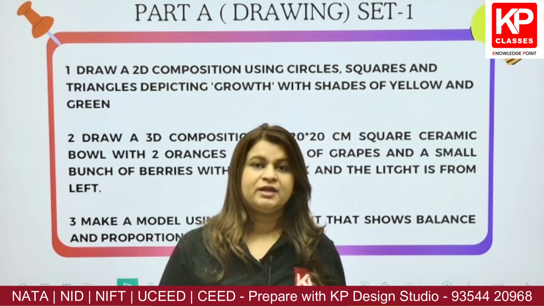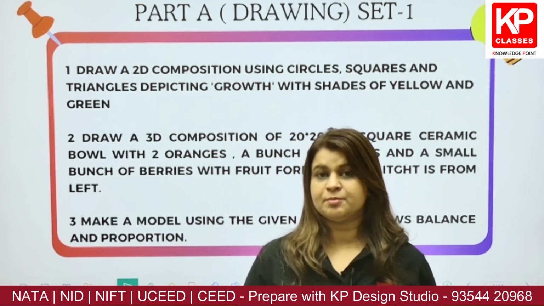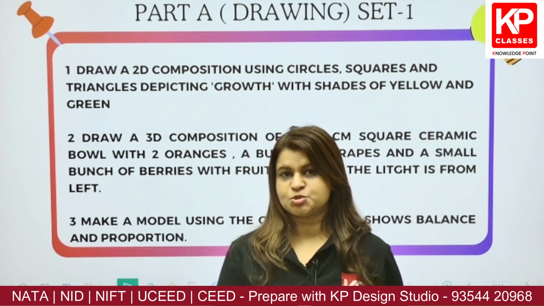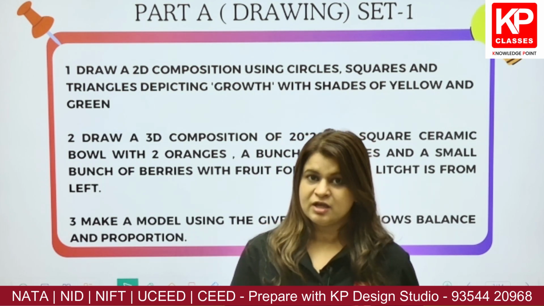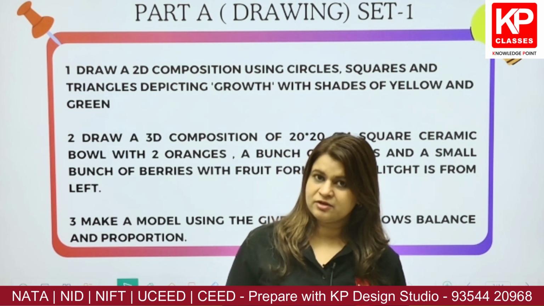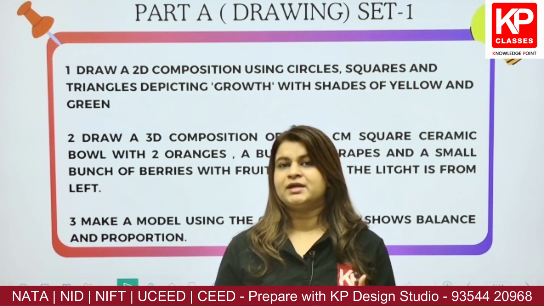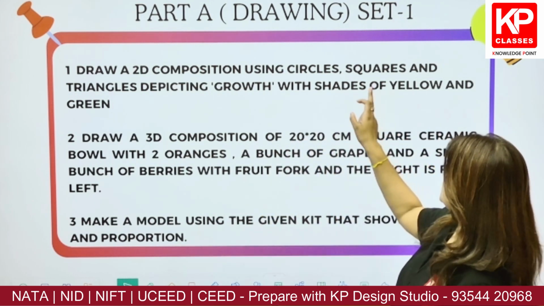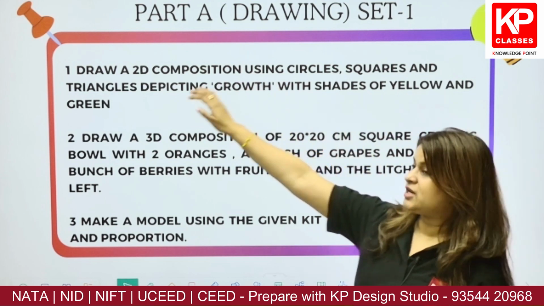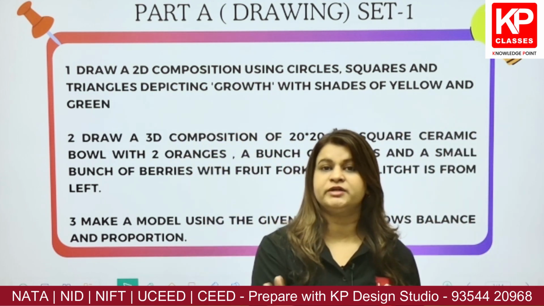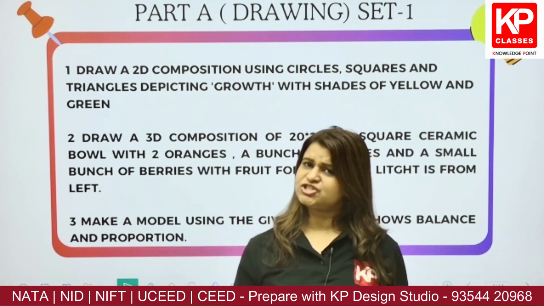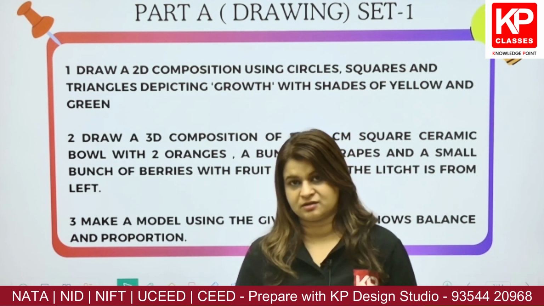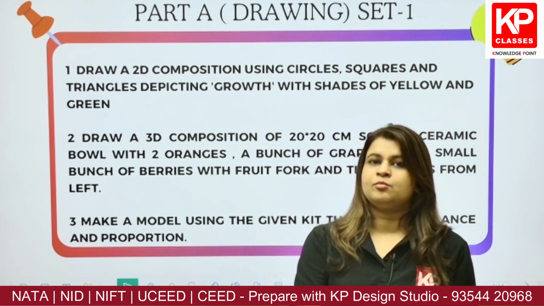Now one thing I will be telling you, in the June paper, what we had seen majorly is that a lot of weightage was given to color theory, right? So there were limitations in the number of colors that you need to use. There were also guidelines in terms of what color you have to use in certain questions. So as you can see here, they have written shades of yellow and green. That means you cannot use any other color. And shades of yellow and green means you can definitely use various shades of it. Okay, so keep that in mind.